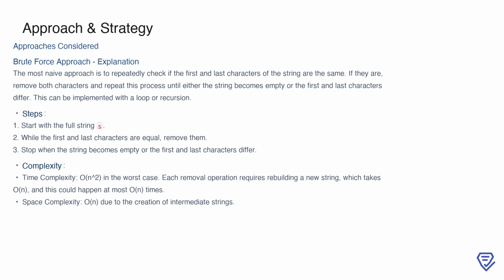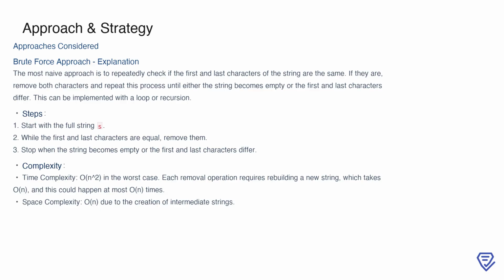To solve this problem, one straightforward method is the brute force approach. The idea here is simple. We repeatedly check if the first and last characters of the string are the same. If they match, we remove both characters and continue this process until either the string becomes empty or the first and last characters differ. For example, you start with the full string, and as long as the first and last characters are the same, you remove them. This can be done using a loop or recursion.